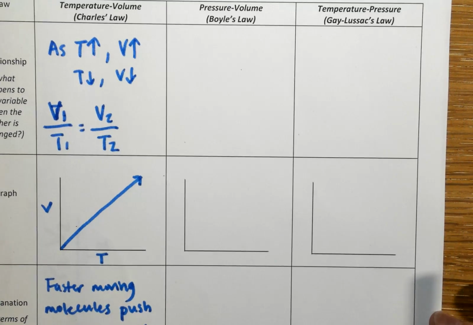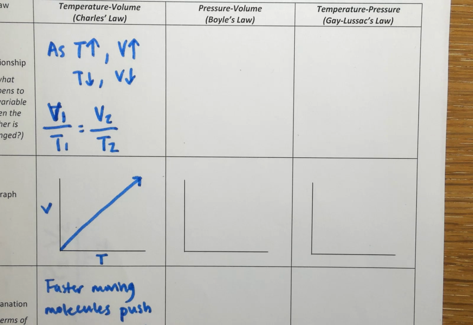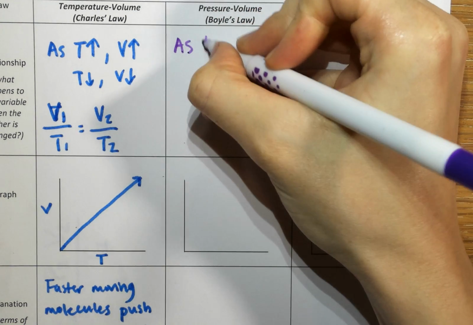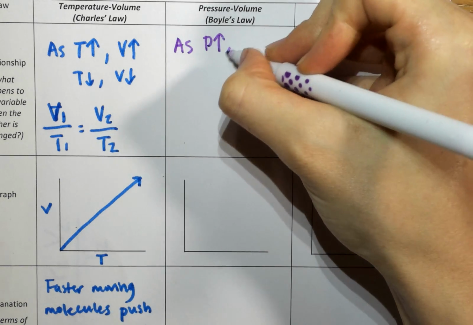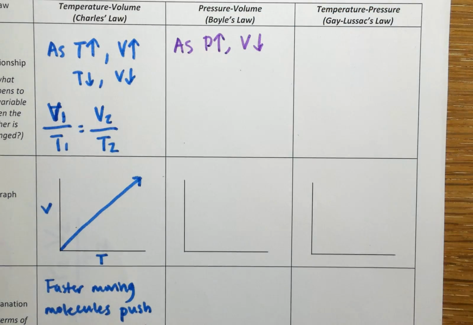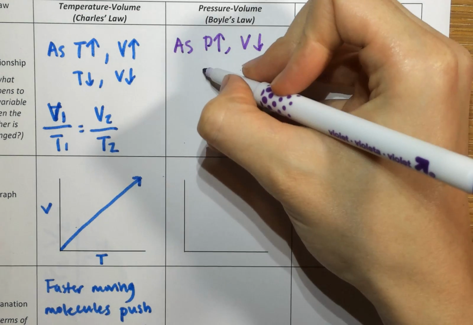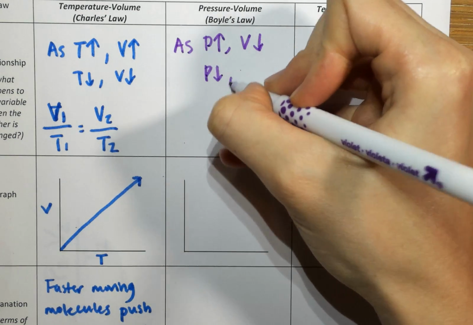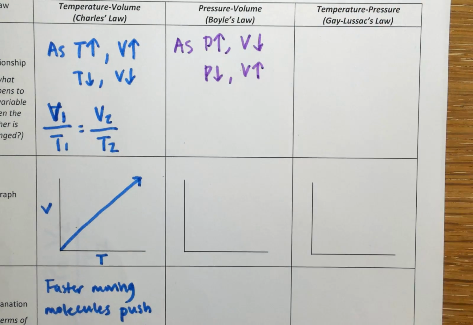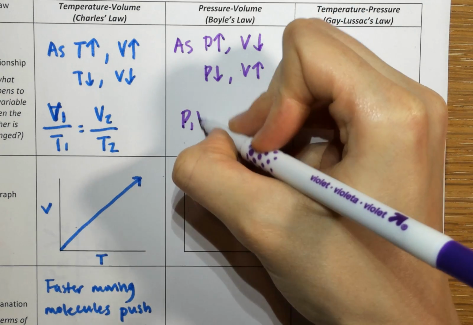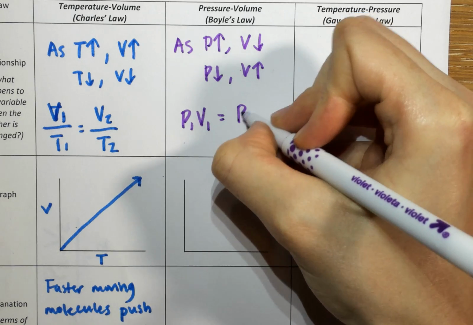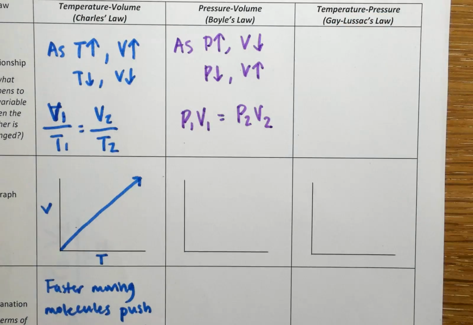If you look towards pressure and volume, it's a little bit more interesting because as we increase pressure, increase pushing force, our volume is going to decrease, or vice versa. As pressure decreases, volume increases. The mathematical relationship we wrote for that was that P1 V1 is equal to P2 V2.